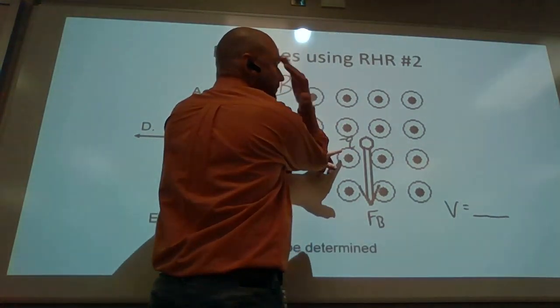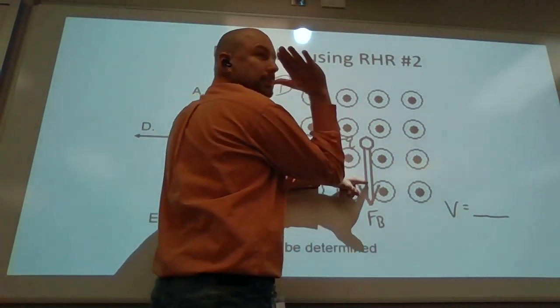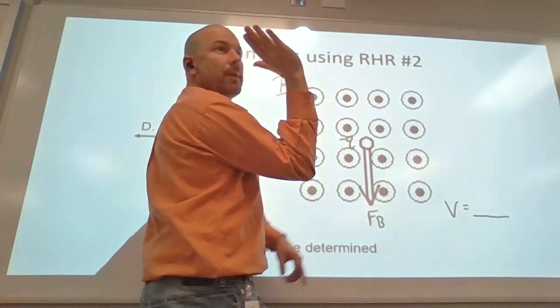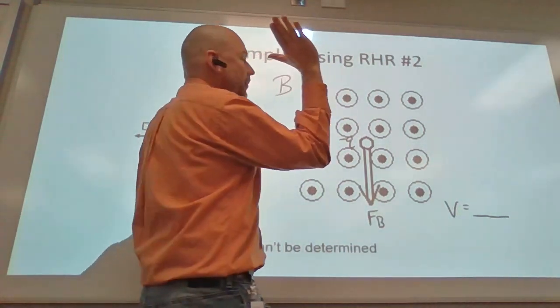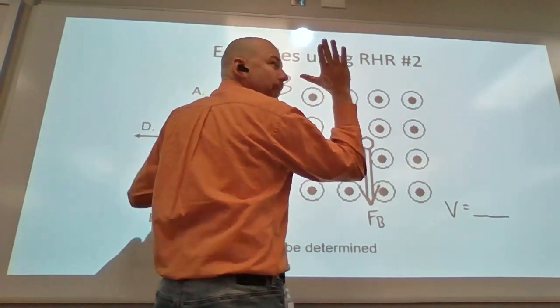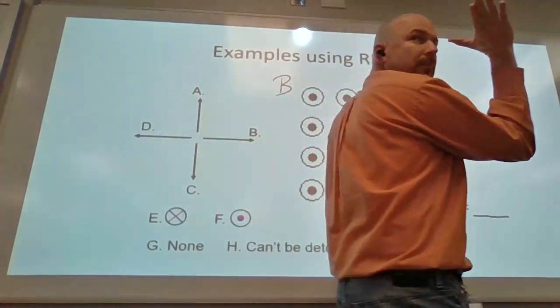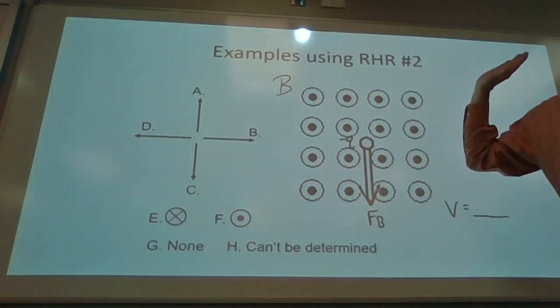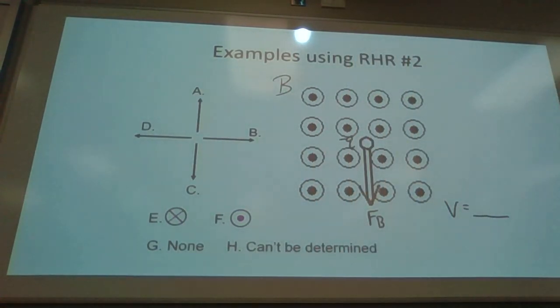So I'm just rotating this. Back of the hand goes down. Your thumb is what you're looking for. Thumb's going to the left. Okay, D. Good with that?